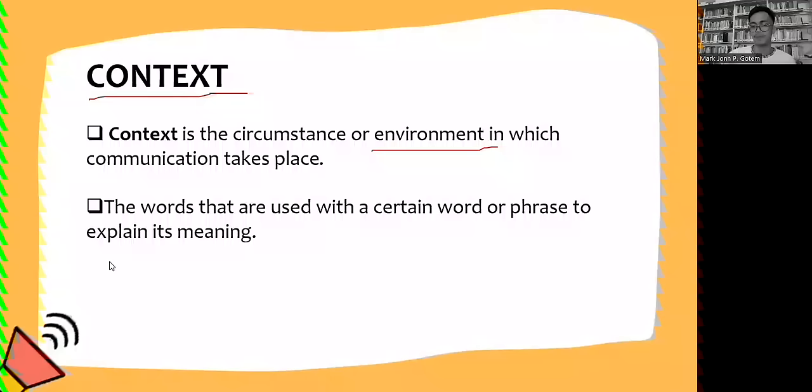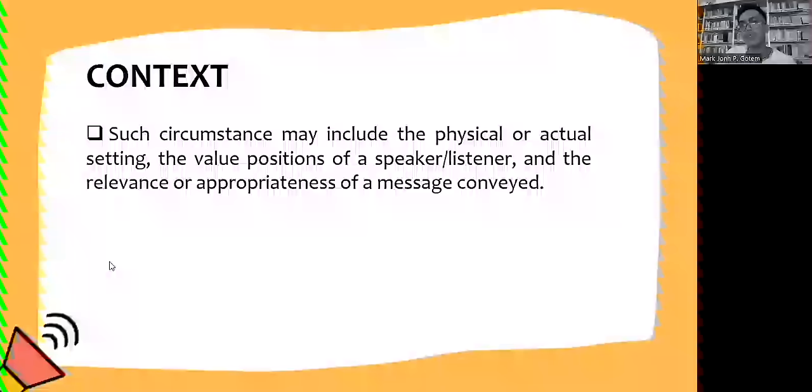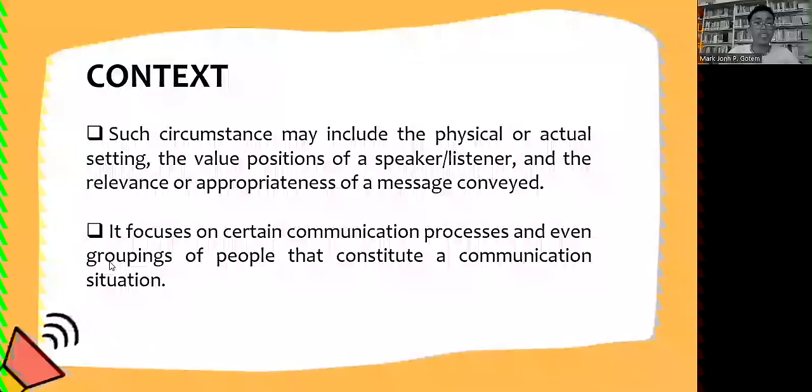Next, context, such circumstance may include the physical or actual setting, the value positions of a speaker or listener, and relevance or appropriateness of a message conveyed. And also, it focuses on certain communication processes and even groupings of people that constitute a communication situation. Therefore, context is made up of parts of communication that influence the meaning of a message. Context also has an influence on communication process. And context can overlap, can create an even more dynamic process.